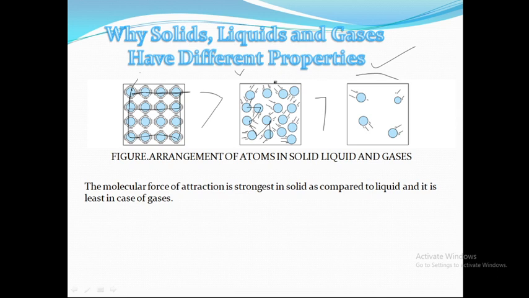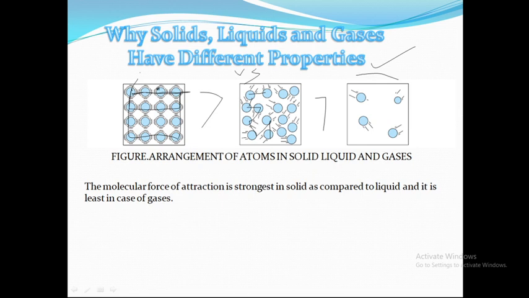definite volume. In solid, due to the strong intermolecular force of attraction, it has a definite shape and definite volume. In liquid, since the intermolecular force of attraction is much lower as compared to solid, it has only a definite volume, not a definite shape. And gaseous, due to a negligible force of attraction between the atoms or molecules, neither has a definite shape nor a definite volume.